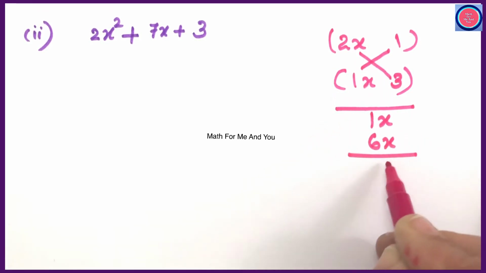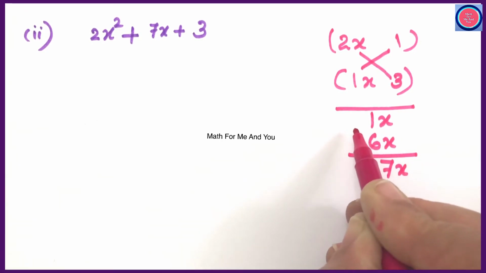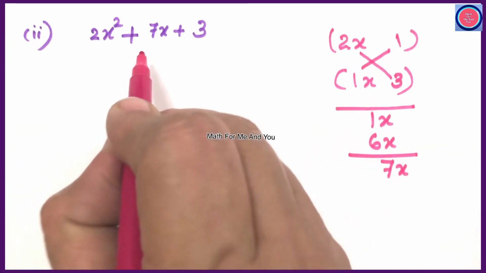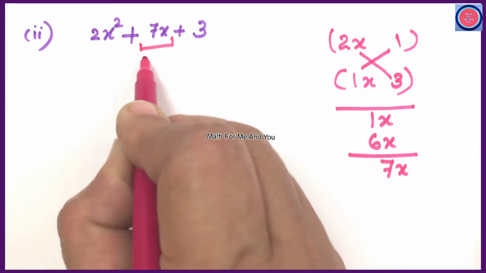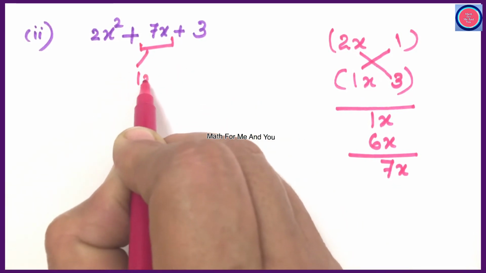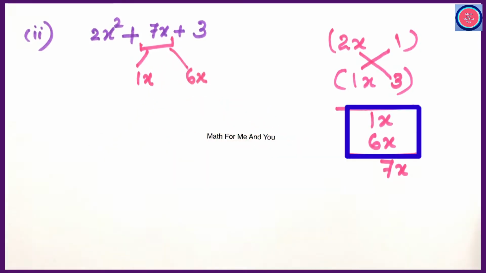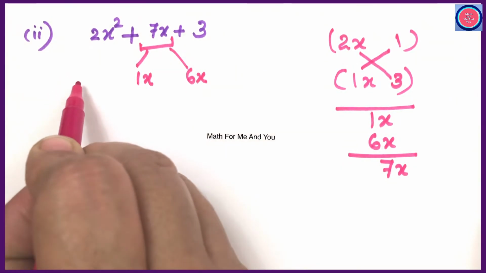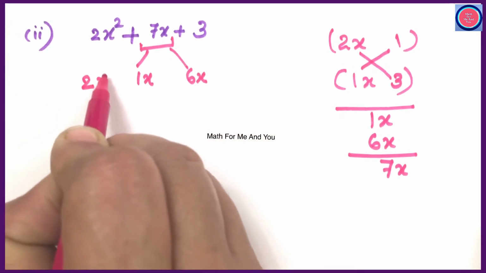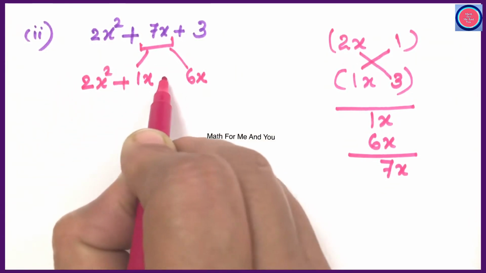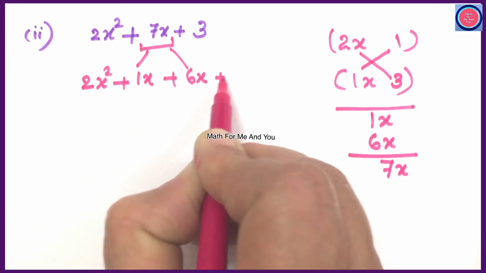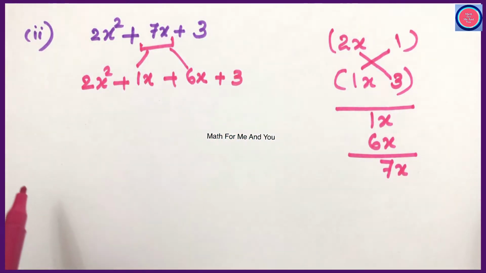And what is the total? We get positive 7x. So now we get how to split the middle term. We can split the middle term as 1x and 6x. 1x plus 6x. Both are positive because the middle term is plus 7x. 2x square, the first term, and the last term, plus 3, we write the same as they are.